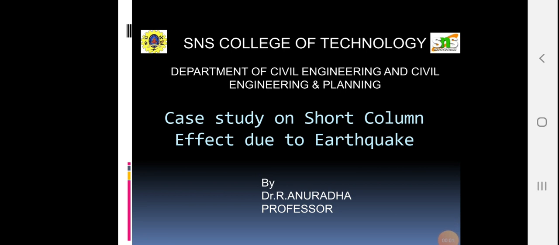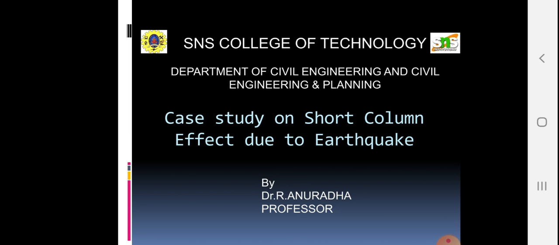Good afternoon, students. Today we are going to discuss the case study on short column effect due to earthquake. You all know what a column is. It is a vertical compressive member. The column has been defined as long column and short column. It is purely based on the slenderness ratio.